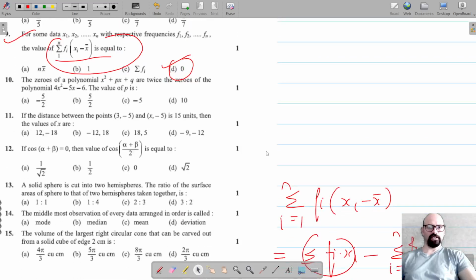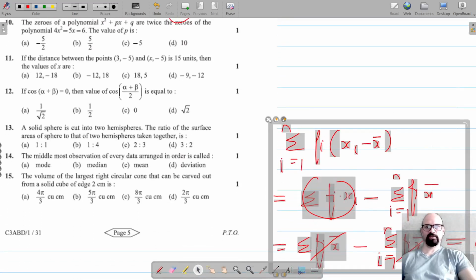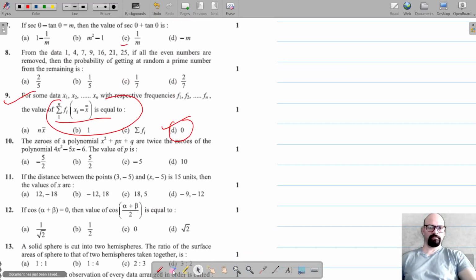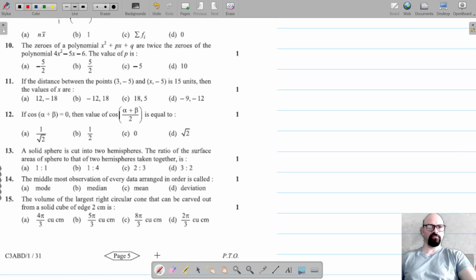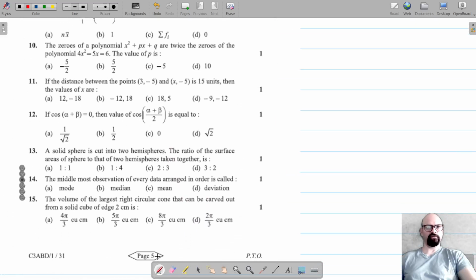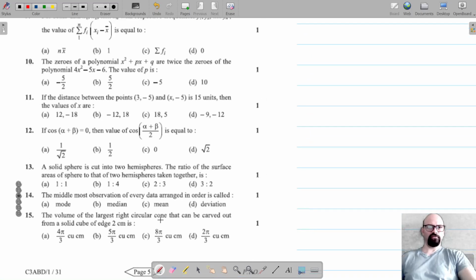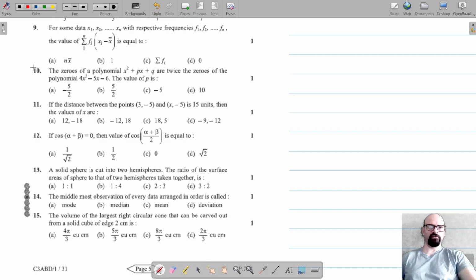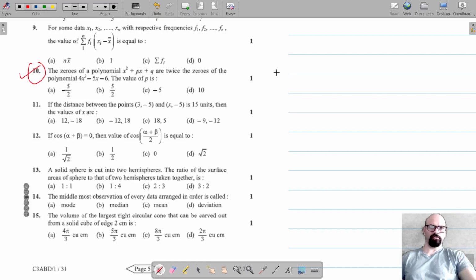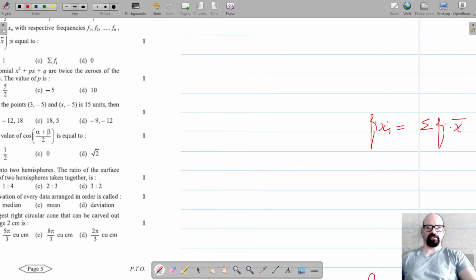Moving on to question number 10, we are done with question number 9. For question number 10, it's given that the zeros of the polynomial x squared plus px plus q are twice the zeros of another polynomial. We have to find the value of p.